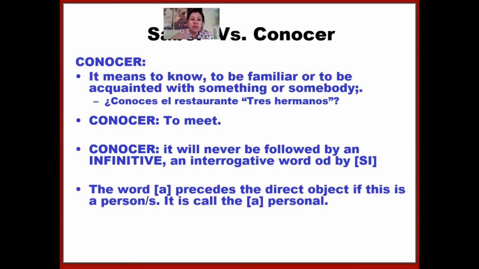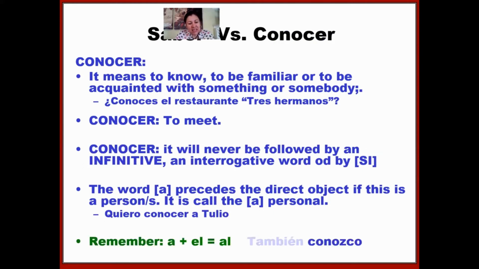And when we talk about conocer as to meet, to be familiar or acquainted with someone, someone is people, so we are going to need a direct object that is human, and to make it human, we're going to need the personal a we just studied. So, quiero conocer a Tulio, quiero conocer al presidente, quiero conocer a la secretaria, see? We're going to have to use the contraction there. That's it. That's all for saber and conocer.